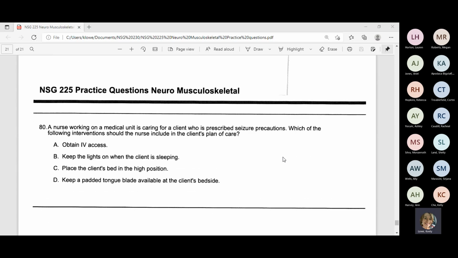Nurse working on a medical unit is caring for a client who's prescribed seizure precautions. Which of the following interventions should the nurse include in the client's plan of care? So which one of these is involved in seizure precautions? IV access. Yeah, IV access. So when I think about seizure precautions, I think about padded side rails, oxygen in the room, IV access, suction, those kind of things. Yeah, we want the bed in a low position to prevent falls. Yeah, we wouldn't want to put anything in their mouth. No tongue blade.